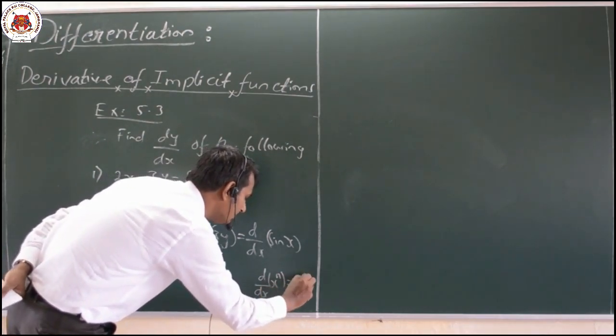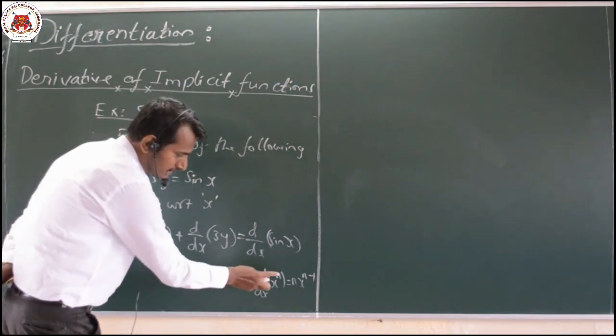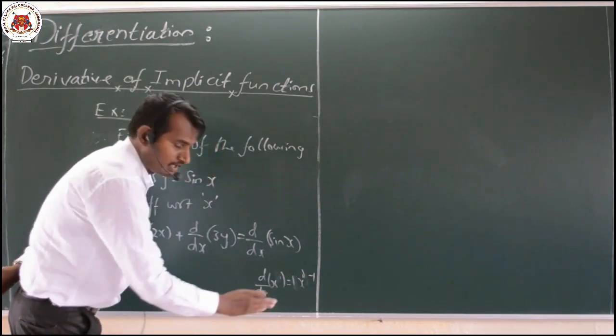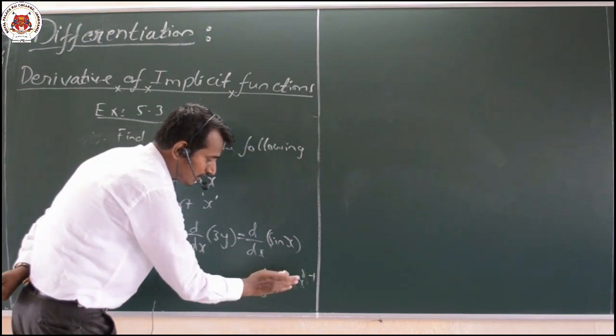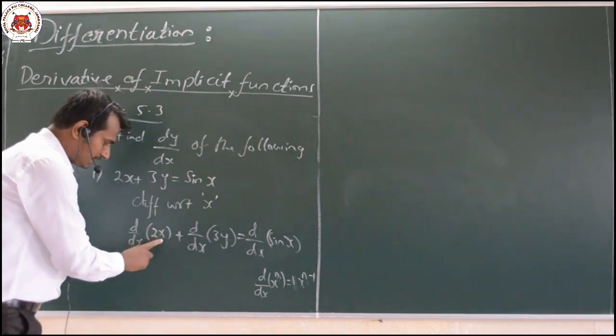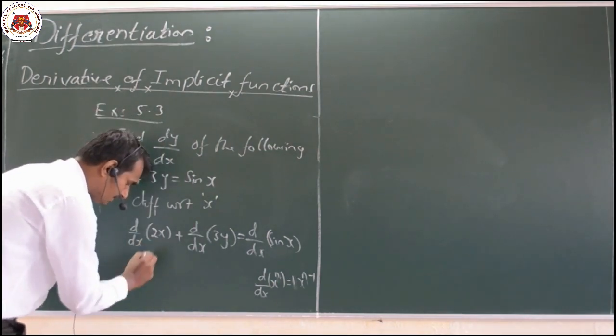n into x raised to n minus 1. If it is x raised to 1, we have 1 into x raised to 1 minus 1, x raised to 0, that is nothing but 1 only. So here the formula to find the derivative of x is 1. What is the remaining part?